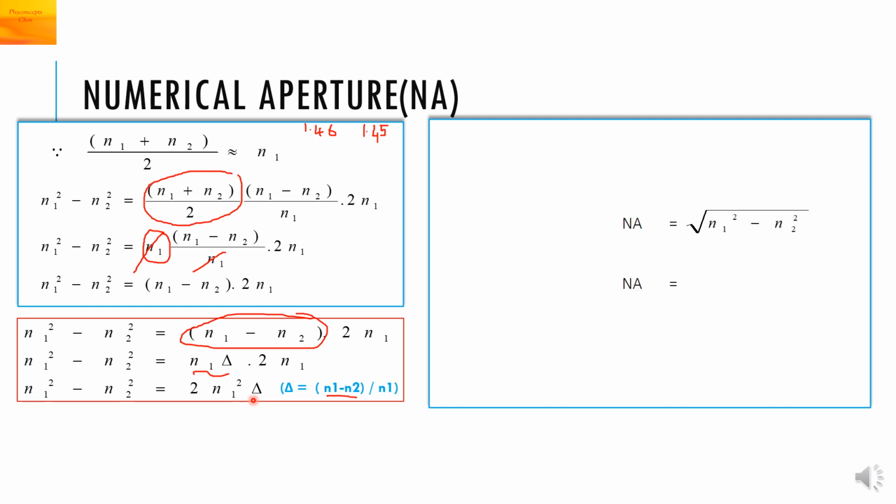So now we will substitute that in this numerical aperture formula. NA is equal to square root of N1 square minus N2 square. That means we will have to take the square root of this equation, square root of 2N1 square into delta. You have to just take the square root of N1 square. That will be N1 into square root of 2 delta.